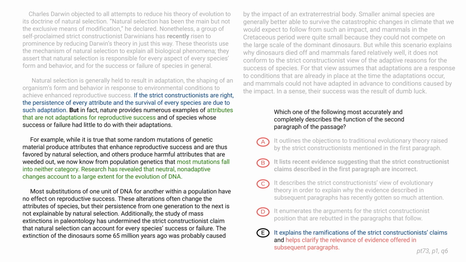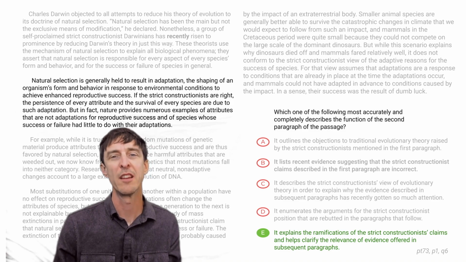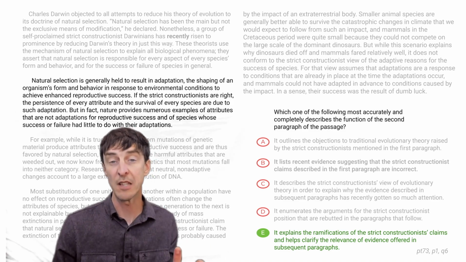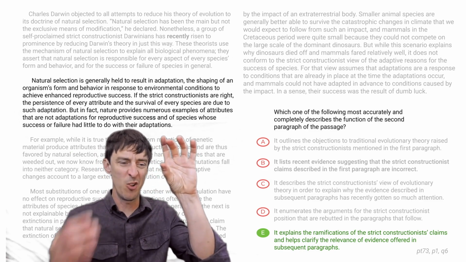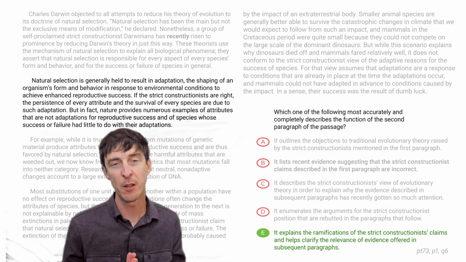As we said before, the first claim is about whether or not attributes are always adaptations. The author spends some time shooting that down. Second claim is about whether success-failure is always about adaptation, and the author spends some time shooting that down. So this is just an insane way of describing the thesis sentence, the third sentence of the second paragraph. The thesis does help explain the relevance of everything else. So E is the best available answer.